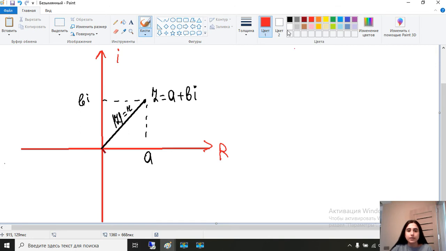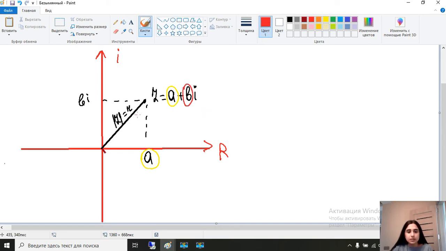Now let's consider the complex number in the coordinate plane. Usually for the xy plane, here should be y, here should be x. But when we consider the complex number, instead of the y-axis, we'll have the axis of imaginary numbers, and instead of the x-axis, we'll have the axis of real numbers. Here, the number a, the part of z, is related to the real part of a number, and the part b is the imaginary part of a number.